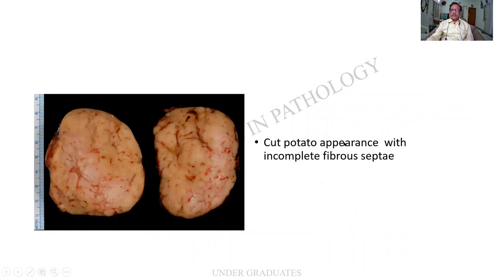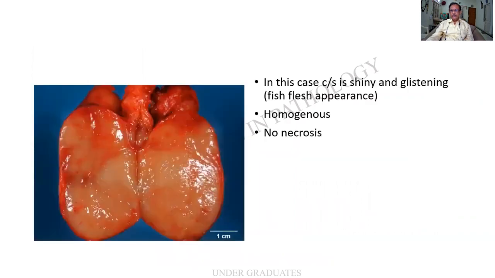So this again is a cut potato appearance, and there are some lines that I'm seeing. These are incomplete fibrous septae. Otherwise, it is a solid enlargement of the lymph node. In some cases, however, it is not solid. If I touch it, it will be quite soft, almost like fish flesh. So the gross appearance can be described as a cut potato appearance or a fish flesh appearance. It is glistening and shiny in this case. Again, homogeneous, no necrosis. It is reddish here because they have just now dissected the specimen.